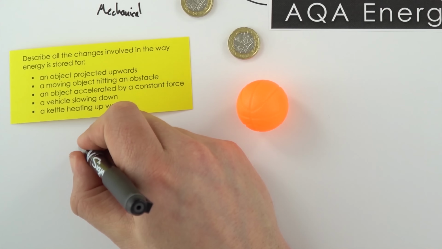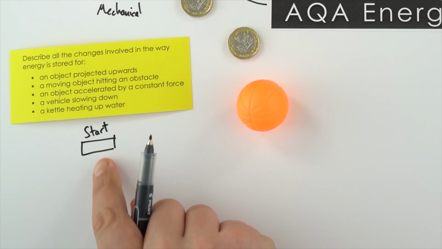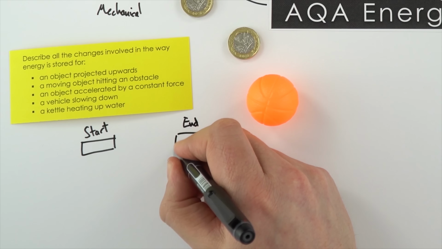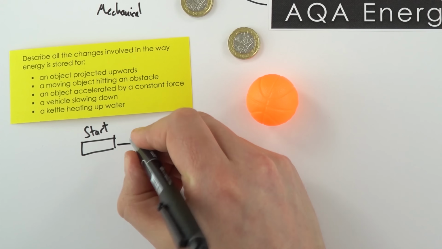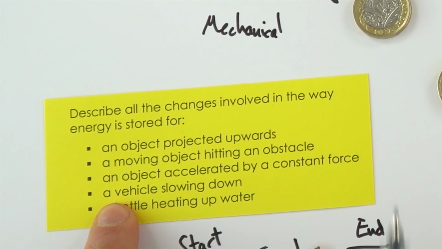And what we might consider is, at the start of a process, we can maybe consider the energy store. We then need to define a clear end point, and we can consider how the energy is stored at this point. And what we can then do is think about the transfer as well. So these are some of the things we need to think about.